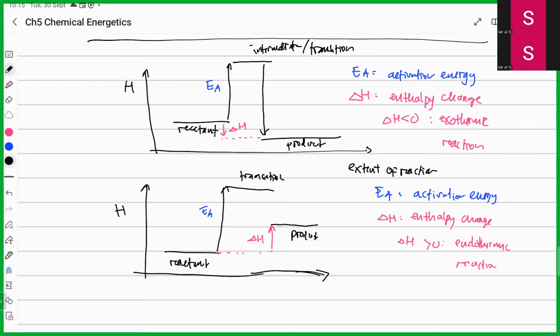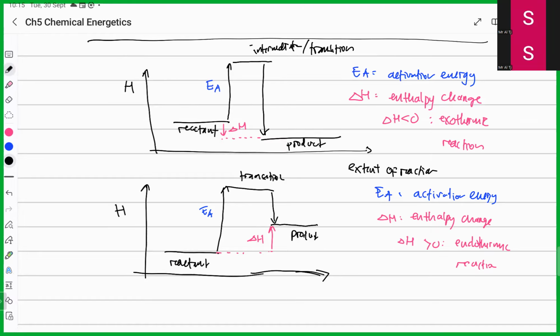Okay, we need to have 4 items in the more detailed one. First, the reactant, second, the product, third, the enthalpy change, and fourth, the activation energy. The transition itself, it is okay if we do not label it. What is more important is the label for the reactant and the product.